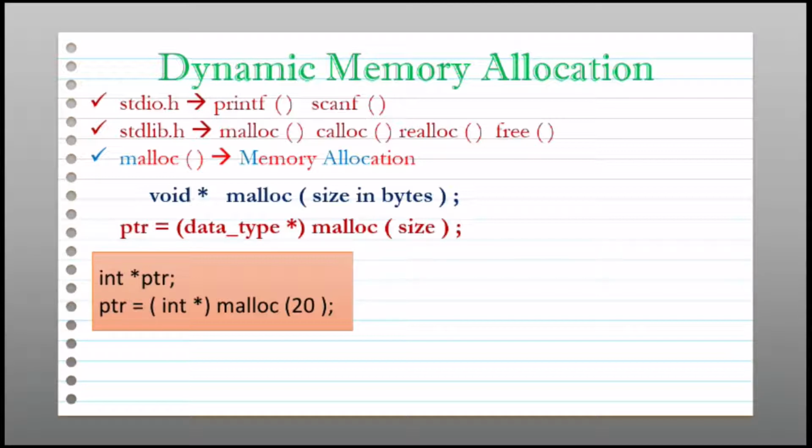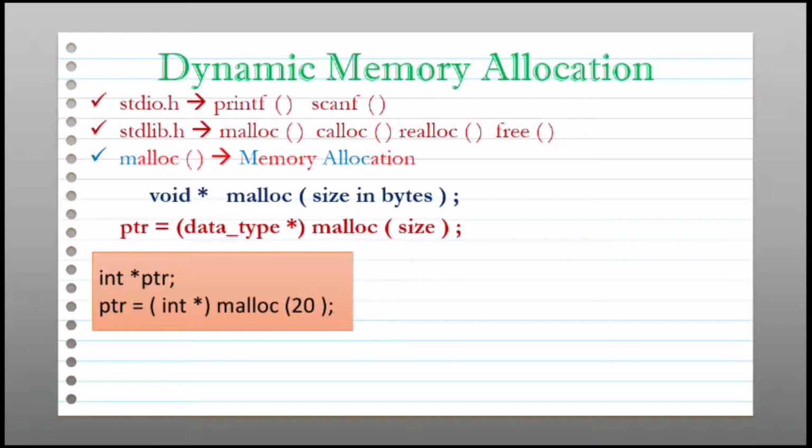Our pointer variable is of type integer, so the value returned by the malloc function, which is of type void, should be converted into integer. That's why we have used int star in brackets. This will convert the void type returned by the malloc function into int type. Now this value will be saved in variable ptr, so ptr will hold the starting address of the memory block.